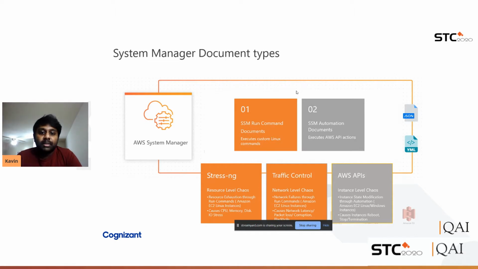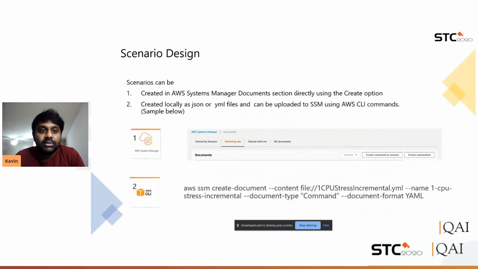So the Linux commands come under the components stress-ng and traffic control, which can be simply installed in Linux using sudo yum install stress-ng and traffic control. It allows us to cause resource exhaustion like CPU, memory, disk, IO, network, everything. I'm just telling this at a high level, but there are multiple scenarios which can be created under these five categories. I'll be showing that in the next slides.